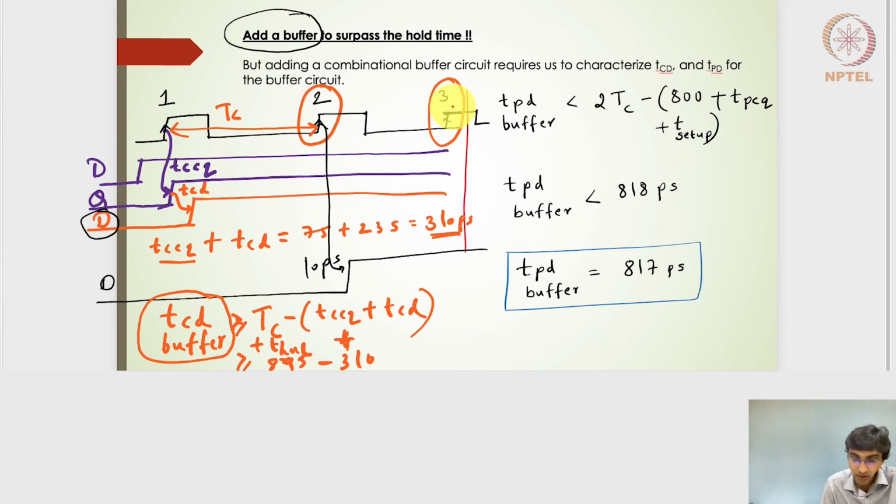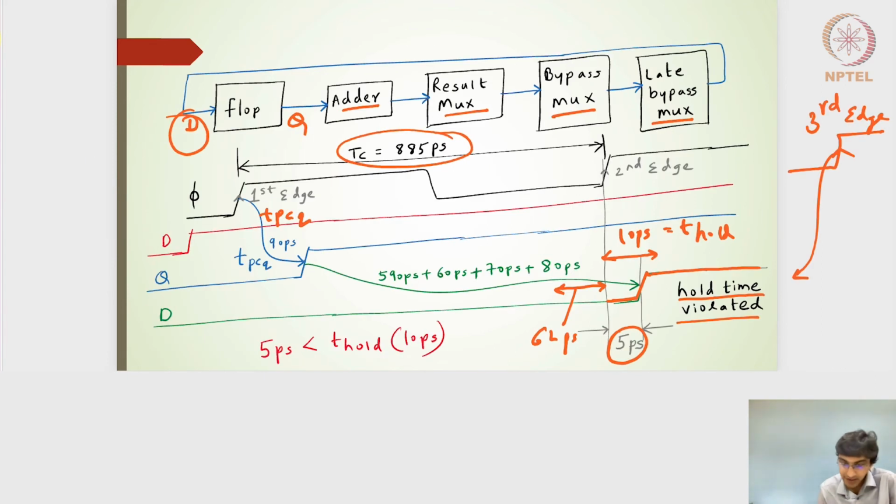Now the question is, what should be the propagation delay of that particular buffer which we have used, so that hold time failures are avoided not only in the first clock edge but also in the second clock edge? So the TPD of the buffer, if I look at the previous slide, is 590 plus 60, which is 650, plus 150, which is equal to 800 picoseconds.